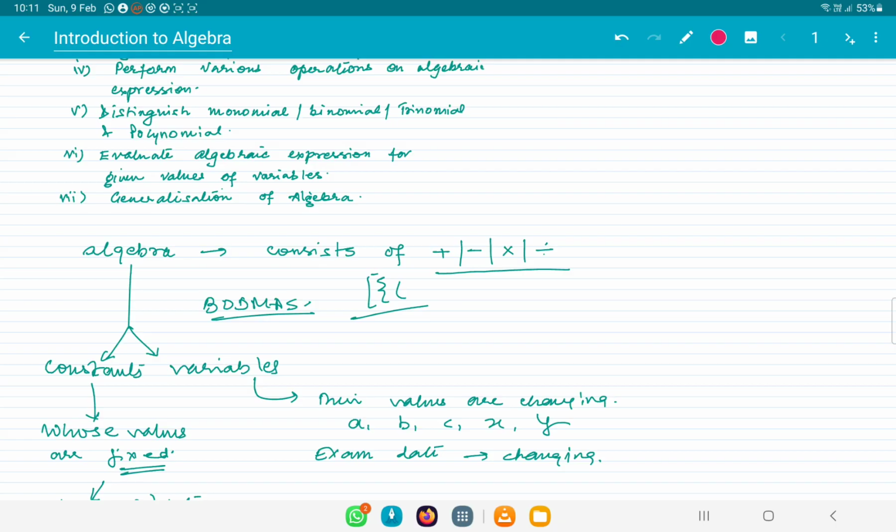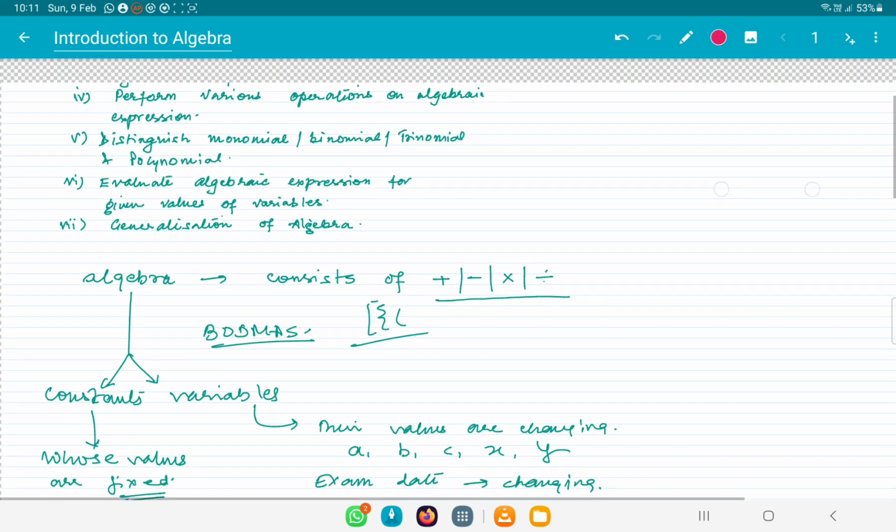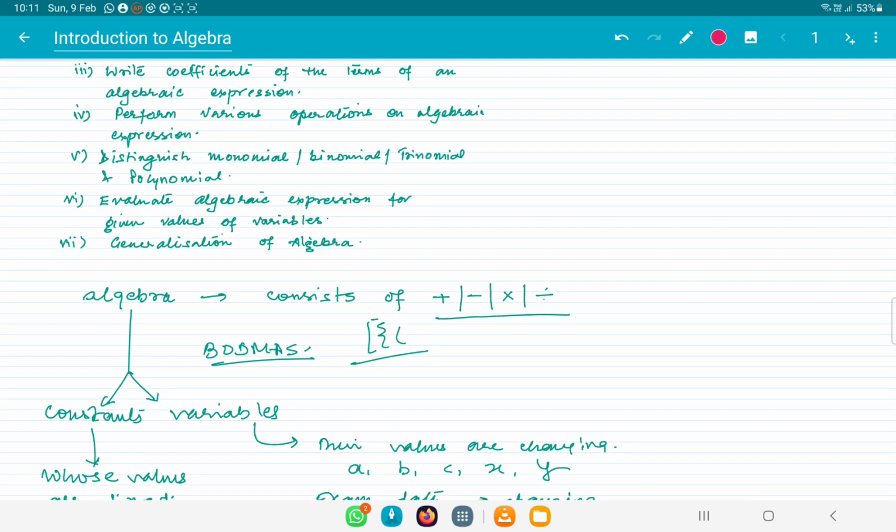Then next is how to evaluate an algebraic expression for given values of a variable. Means you have different values of a particular variable, and by using those values you have to find out the value of the full algebraic expression. Then the last one is generalization of algebra.